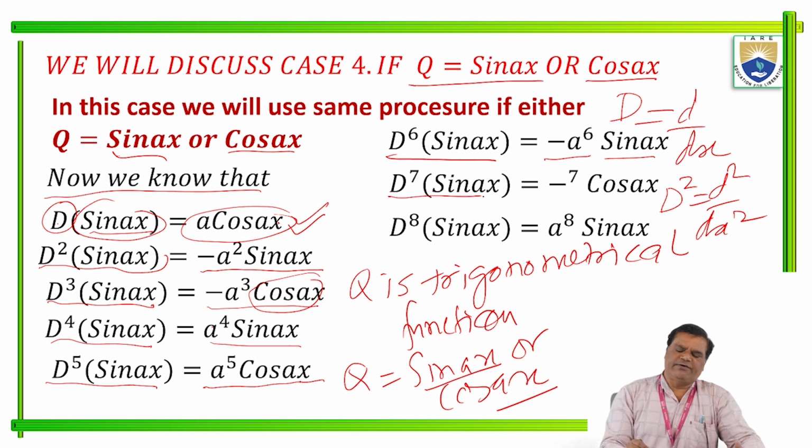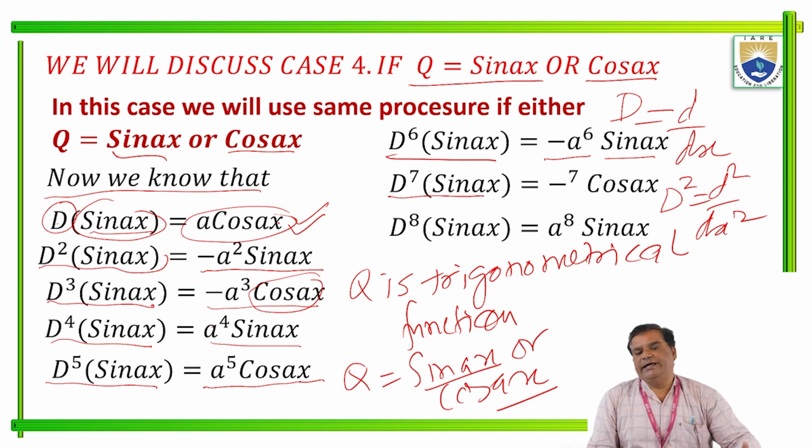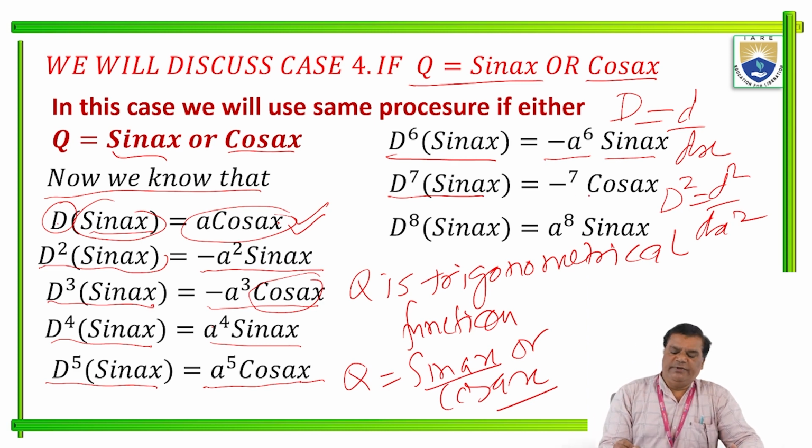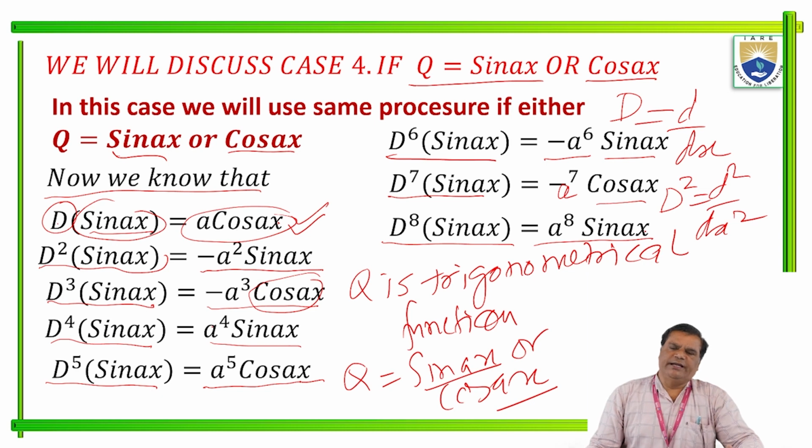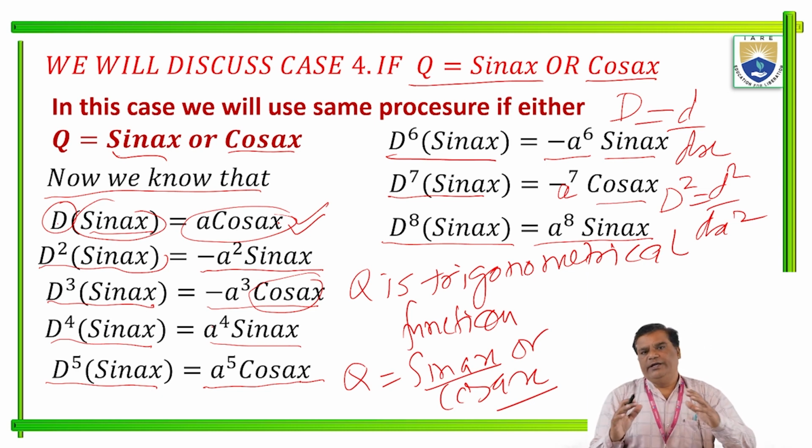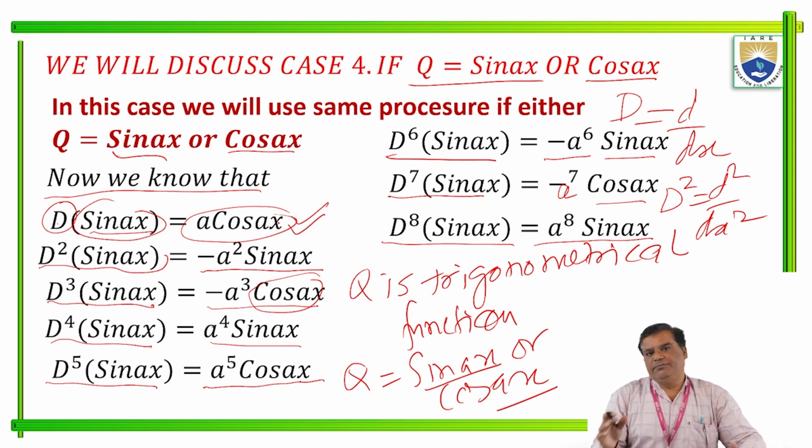Differentiating seven times, we get a to the power 7 cos ax. Differentiating eight times with respect to x, we get plus a to the power 8 sin ax. So now we are showing all the derivatives. Similarly, we can go up to the nth derivative of sin ax.